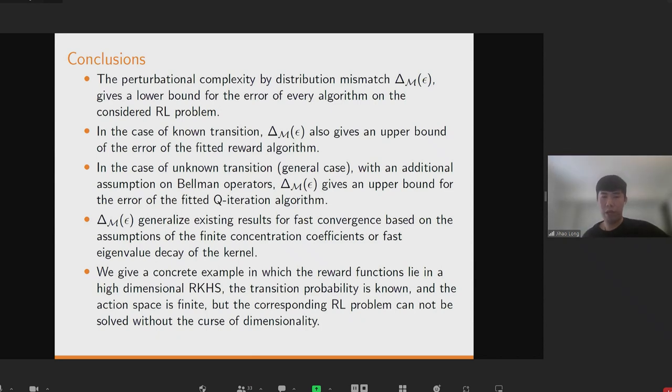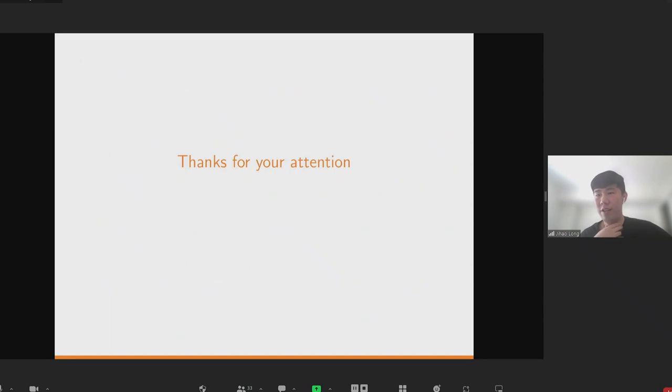Finally, in our paper, we give a concrete example in which the reward functions lie in a high-dimensional architecture. The transition probability is known, and the action space is finite. But the corresponding reinforcement learning cannot be solved without the curse of dimensionality. Due to time limitations, I cannot talk about this example in detail today, but you can find it in our paper. Okay, thank you for your attention. Thank you, Joe.